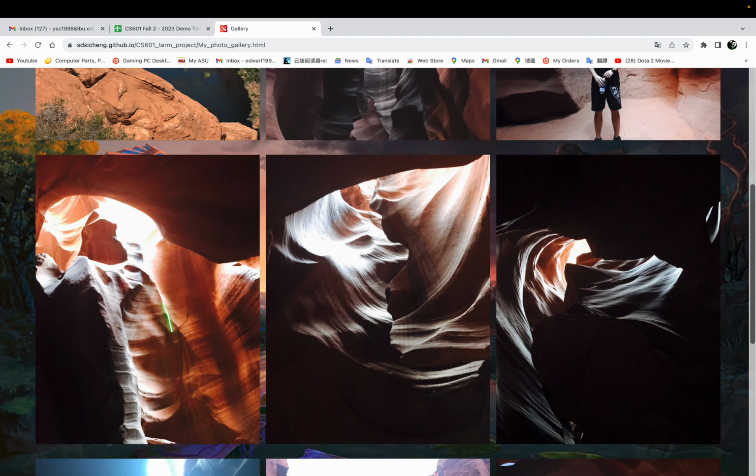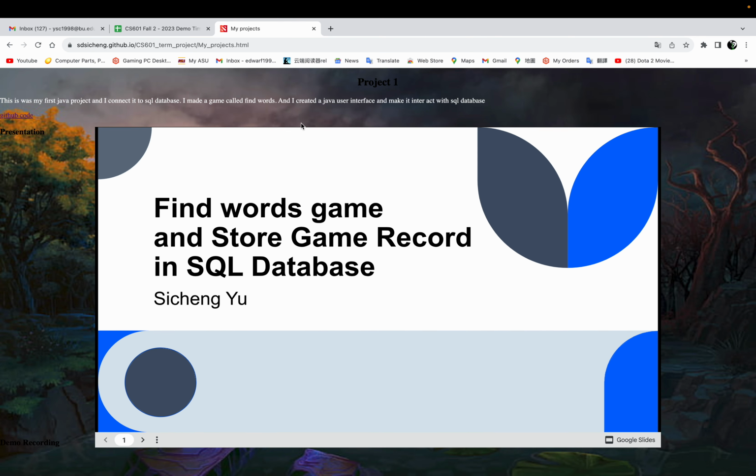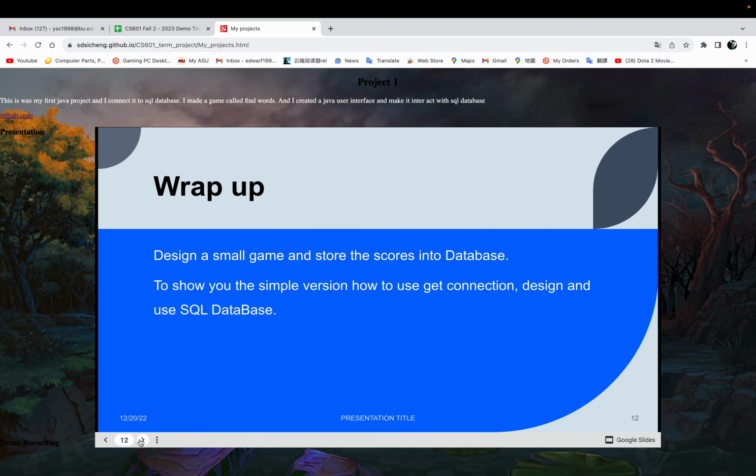My projects. I only chose 2 important projects to show you. The first one is my first Java project. It's a find words game that stores game records in a SQL database. You find the words in a diagram, then you use a user interface I designed, and you type in the results, and you can store them in the database.